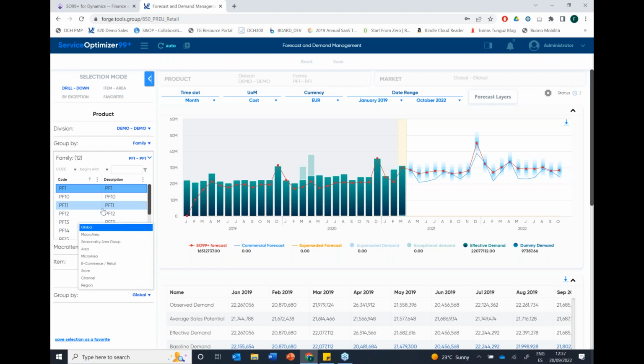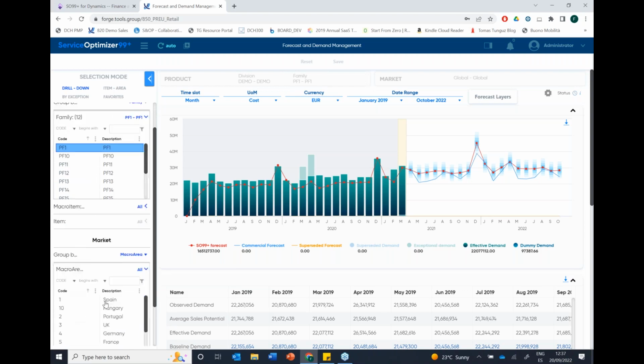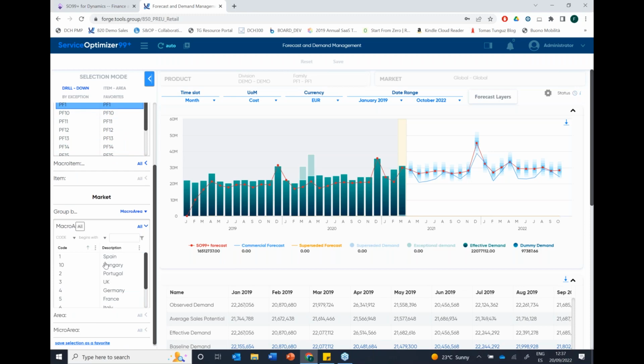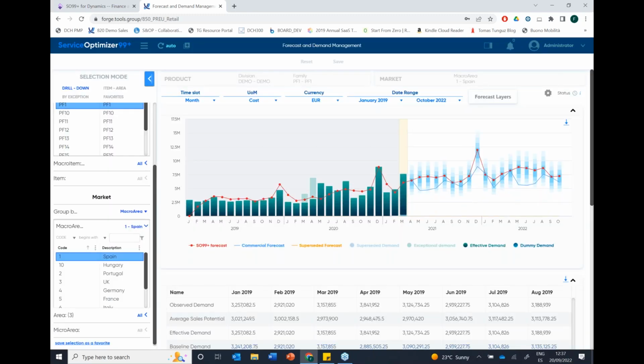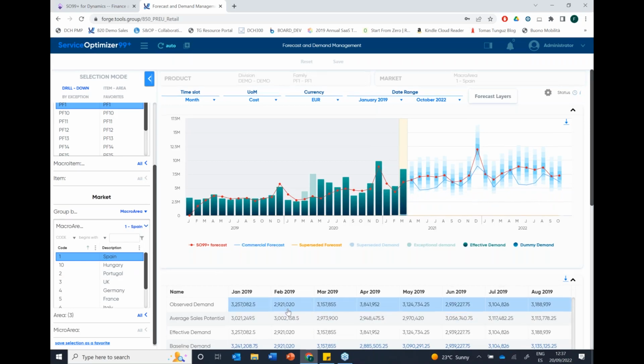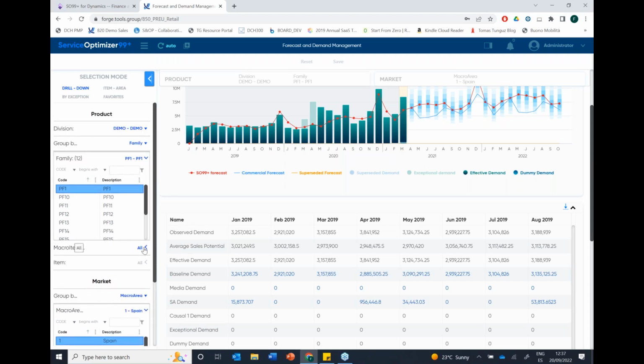I also can do the same looking at my market hierarchy and create complex filters and views. For example, I can look at my countries here. So I can look at these product family sales in the country of Spain. Planners here have the possibility of editing at any level of aggregation the suggested statistical forecast by the tool, and this will be spread down to all the different levels, all the way down to the item level, the product level.